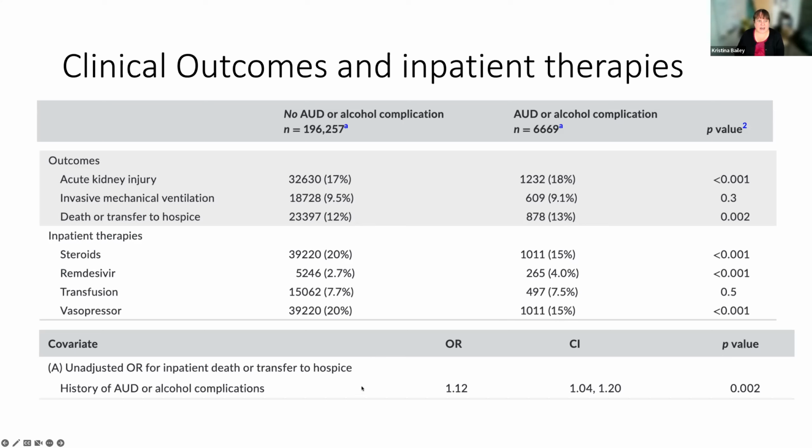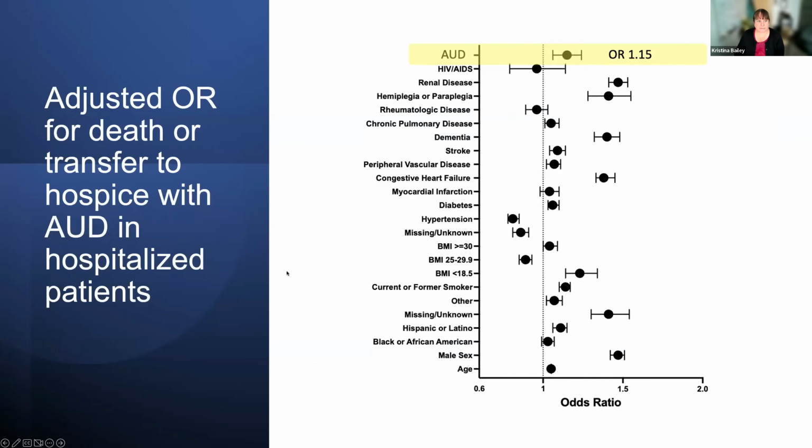Once we adjusted our odds ratio for inpatient death or transfer to hospice, those with a history of alcohol use disorder or alcohol complications continued to have a higher odds ratio of death at 1.12. This is just another view of that same data, showing you the contributions of each of these covariates.